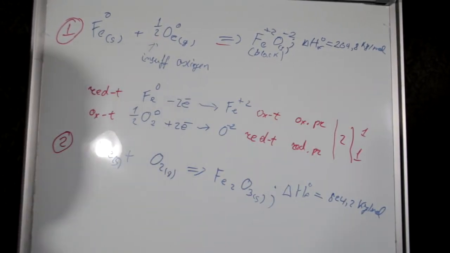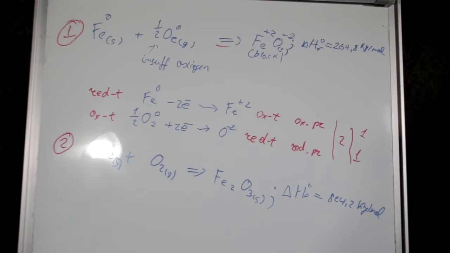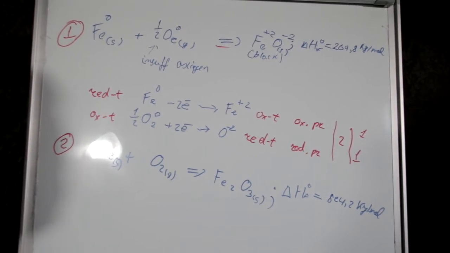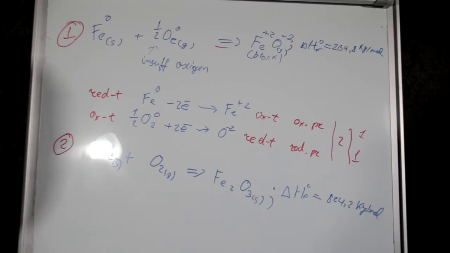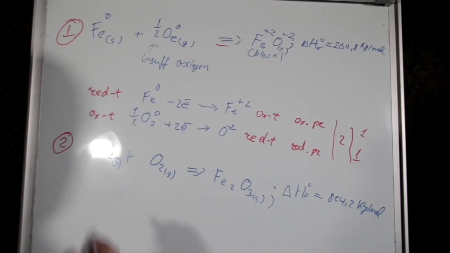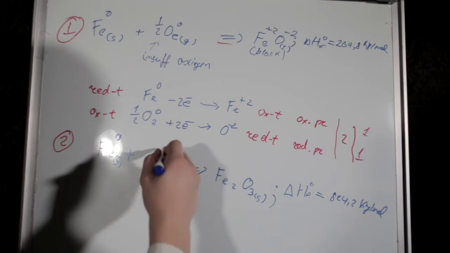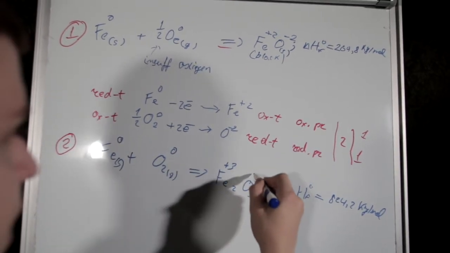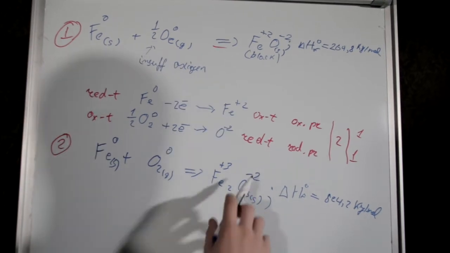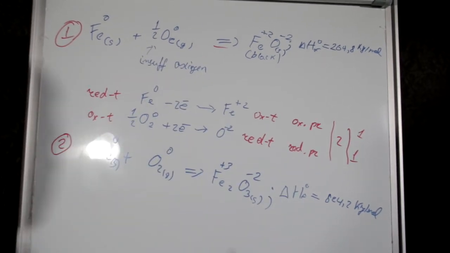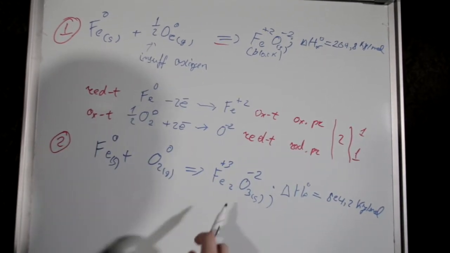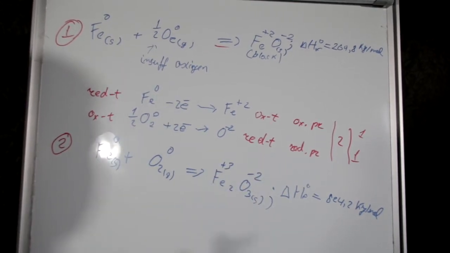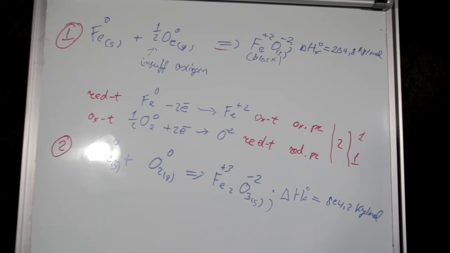This one is exothermic too, because we have seen that the sparks on the iron appeared when the reaction started to happen. Okay, so the iron from 0 and oxygen from 0 turned into the iron plus 3 ions, and oxygen minus 2. Minus 2 multiplied by 3 is minus 6, and divided by 2 is minus 3. So we need plus 3 in order to balance these two.